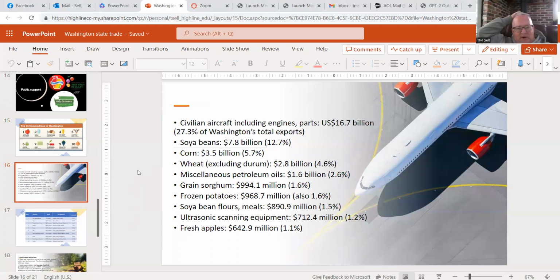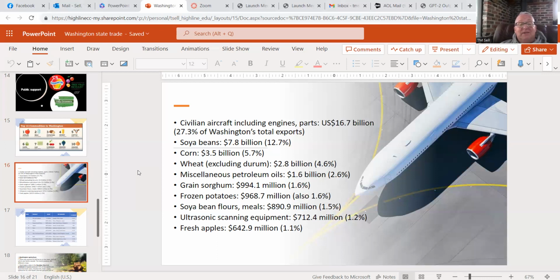Other things that move through our ports. Now, civilian aircraft, it says civilian aircraft, including engines. We don't produce any engines in Washington state, but we do produce a lot of aircraft and a lot of aircraft parts. On the other hand, soybeans. There are no soybeans grown in Washington state. So what this is really looking at is soybeans grown in the Midwest, brought out here on rail cars, and then shipped to Asia. So it's an export that moves through Washington. It's not really from Washington. The same thing is true of grain sorghum and soybean flours, and probably a lot of that corn.